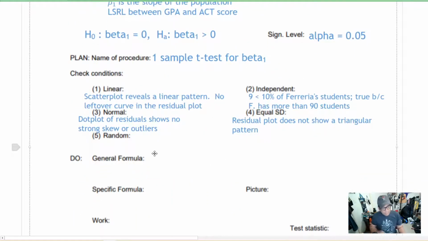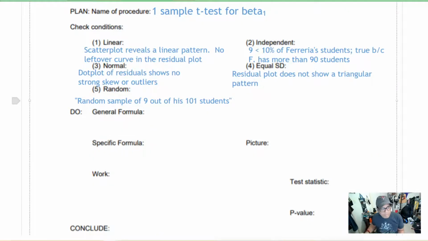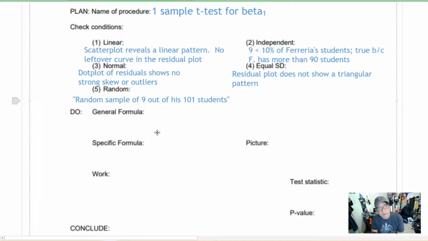And lastly, random. Up over here in our question, we took a random sample of 9 of his 101 students. We'll quote that and put it into our list of conditions, and we have done it. We have qualified on all 5 of the linear conditions. The scatter plot was linear. We have less than 10% of all of the population. The dot plot of the residuals did not show strong skew or outliers. The residual plot did not show a triangular pattern, and the sample was a random sample.